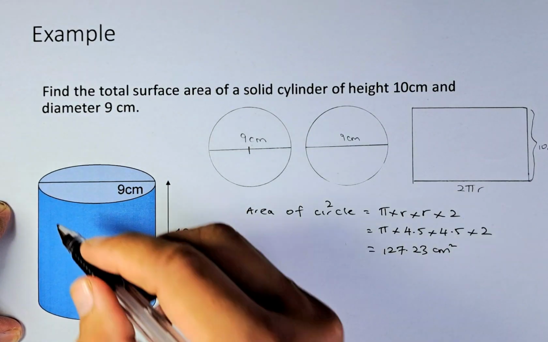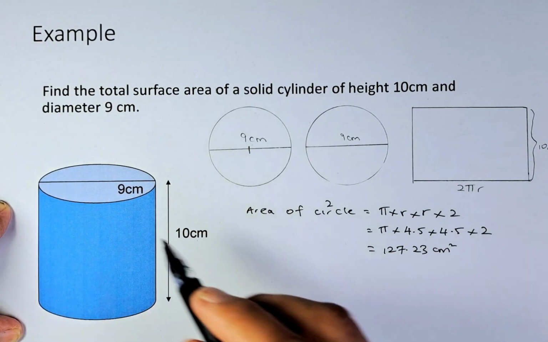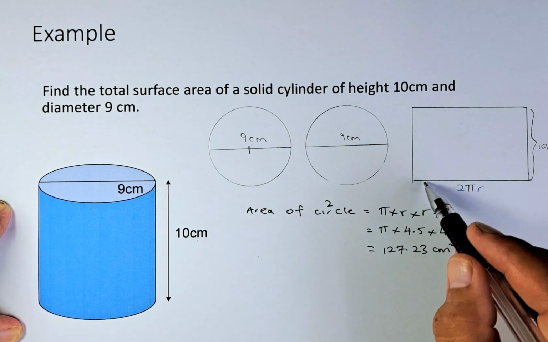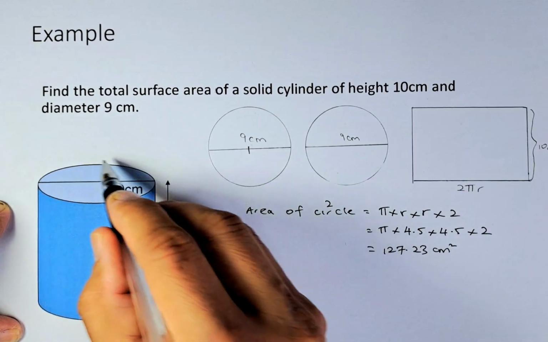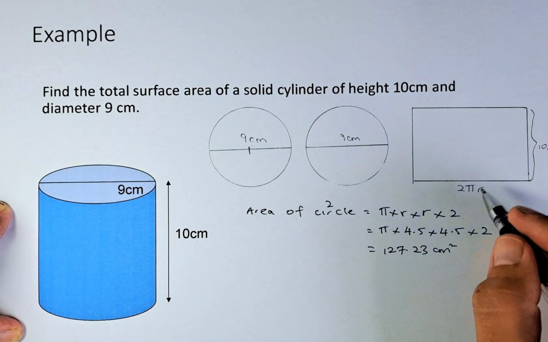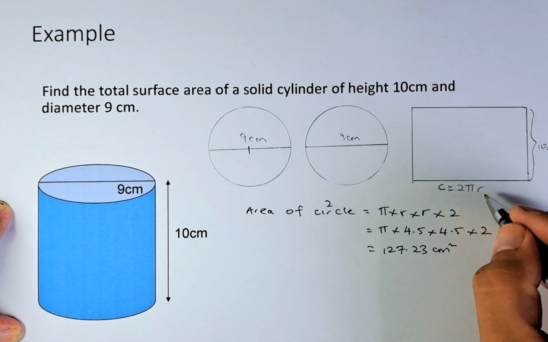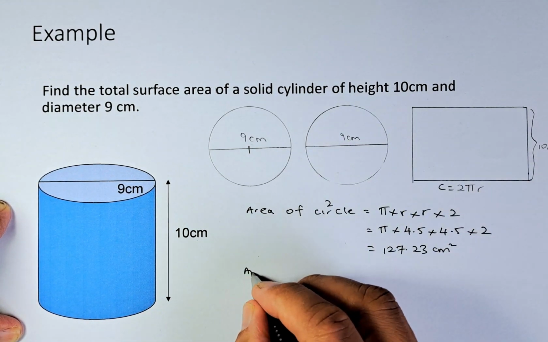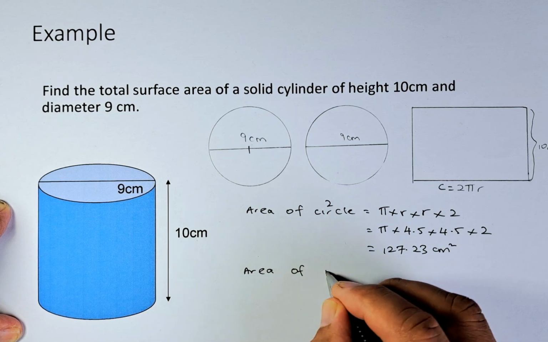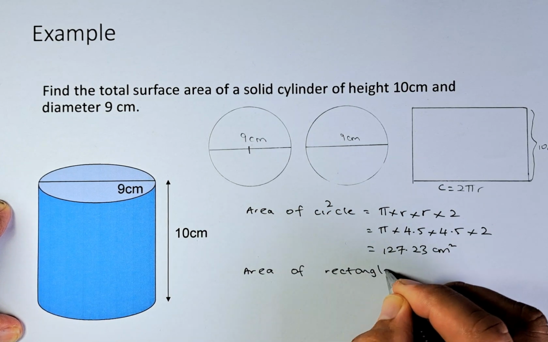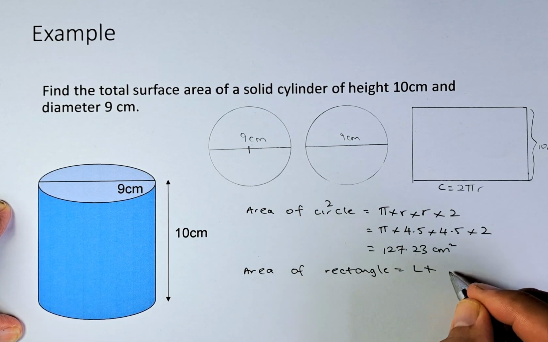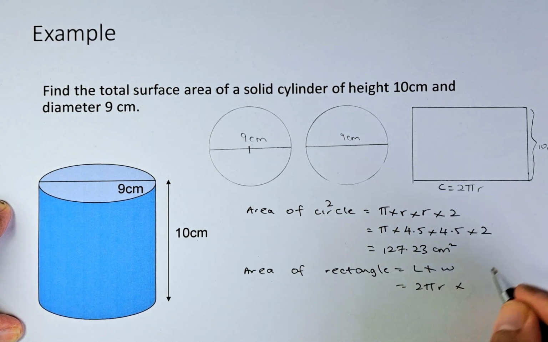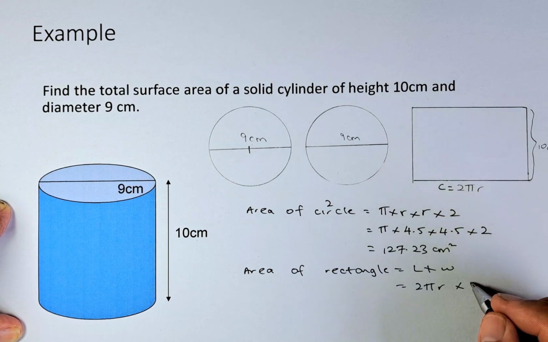Next, we are going to calculate the dark blue part. It's made up of the height here. The height of the cylinder is 10. And the length here is actually the circumference of the circle. The circumference of the circle is 2 times pi times r. So now we're going to calculate the area of the rectangle. Area of a rectangle is length times width. The length is 2 pi r. And the width is the height, which is 10.